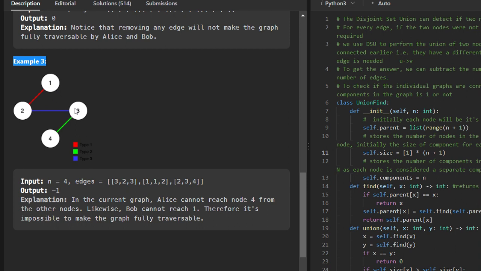I'm talking about type 1. That means I'm talking about Alice. But see, for coming from 3 to 4, Alice cannot travel on the green edge. Only Bob can travel on the green edge. Okay, so Alice cannot travel to node 4.